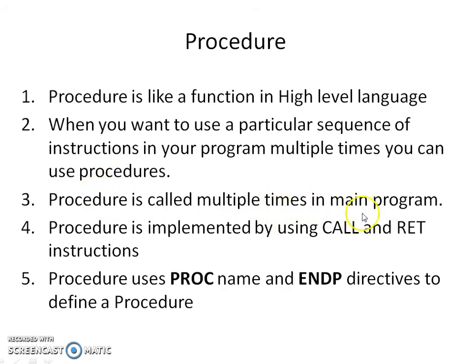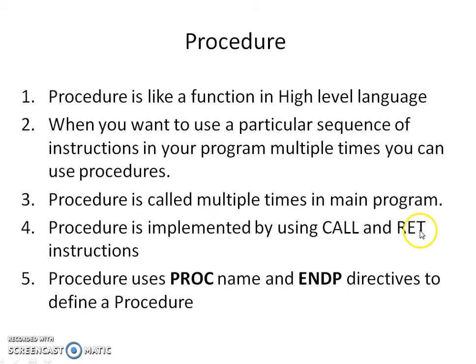You can call that procedure multiple times in your program, and you can implement it by using the call and return instructions. Call followed by a procedure name calls the procedure, and the return instruction at the end of the procedure brings the control back to the mainline program. Whenever a procedure is called, the control transfers from the mainline program to the procedure, and after executing the set of instructions in the procedure, it has to come back to the mainline program. To come back, the return instruction helps.